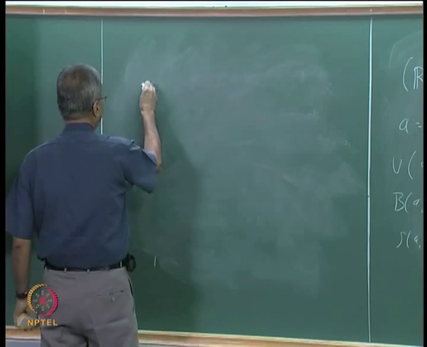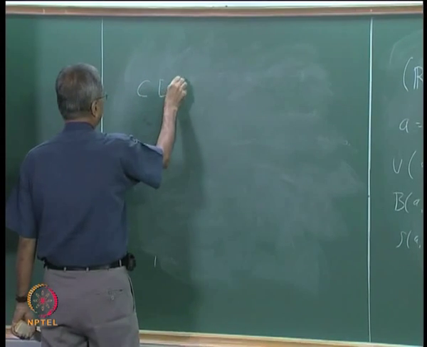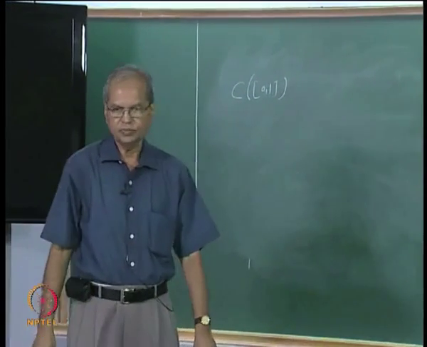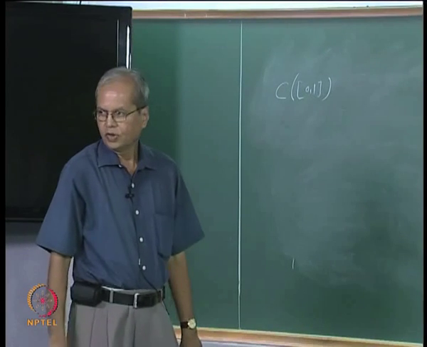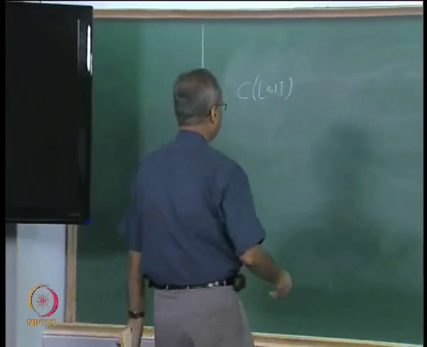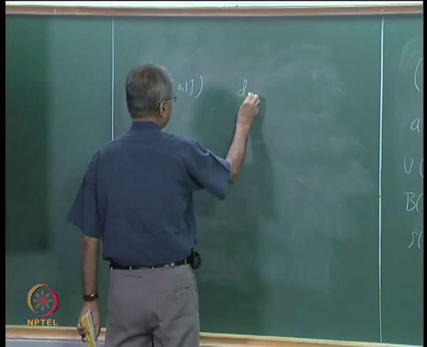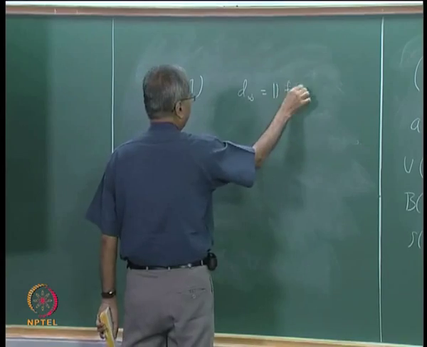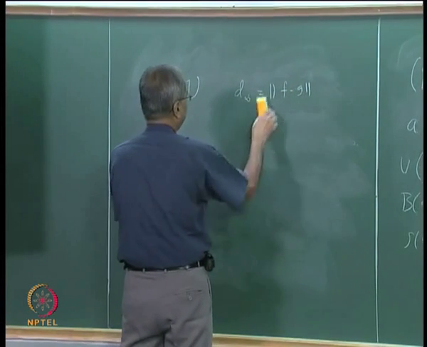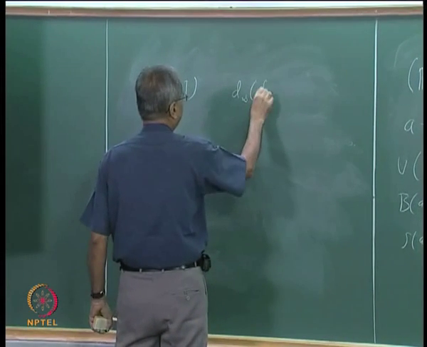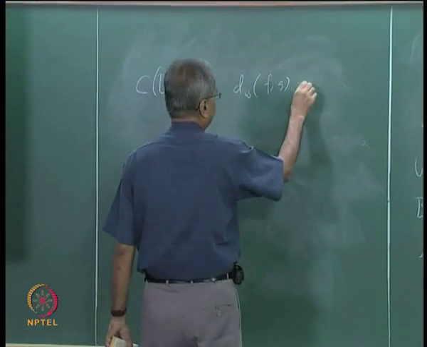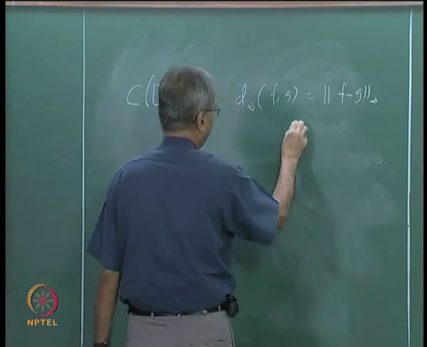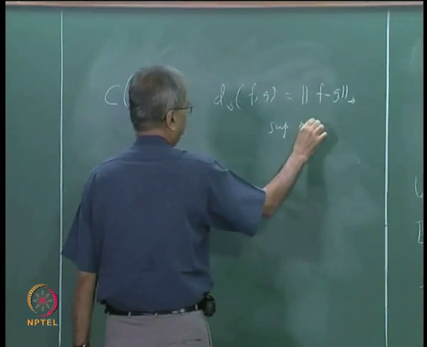Let us look at this set C[0,1]. We have seen that it is the set of all continuous functions on the interval 0 to 1, and we have taken the distance here d suffix infinity. The distance d infinity between f and g is the norm of f minus g suffix infinity. Remember this is what we have called the sup norm.